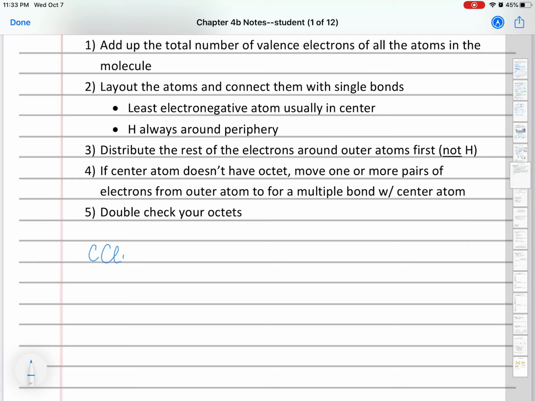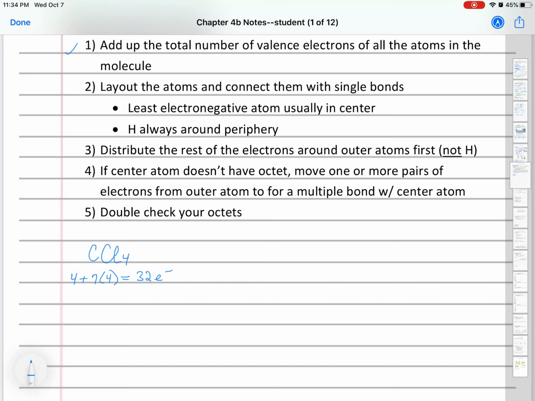Let's start with an example: CCl4, carbon tetrachloride. The first thing we're going to do is add up the total number of valence electrons here. Carbon has 4 valence electrons, and chlorine has 7 valence electrons, and there are 4 of them. So 7 times 4 is 28, plus 4 is 32 electrons. We added up the total number of valence electrons in all the atoms of this molecule.